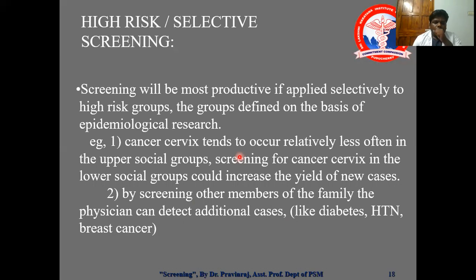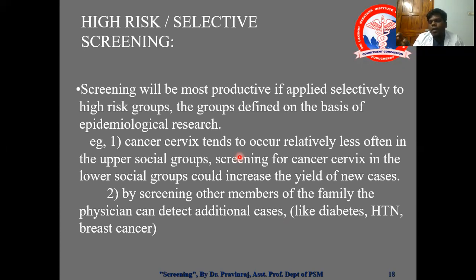Next, we are going to see high risk or selective screening. In this, we are going to select only the high risk group. Based on the epidemiological findings that we know, we will be knowing these people are high risk. For example, low socioeconomic status group women have increased chances of cervical cancer. By literature we know these people have increased chances. So we are going to take them as high risk groups, and we are going to do the screening test.